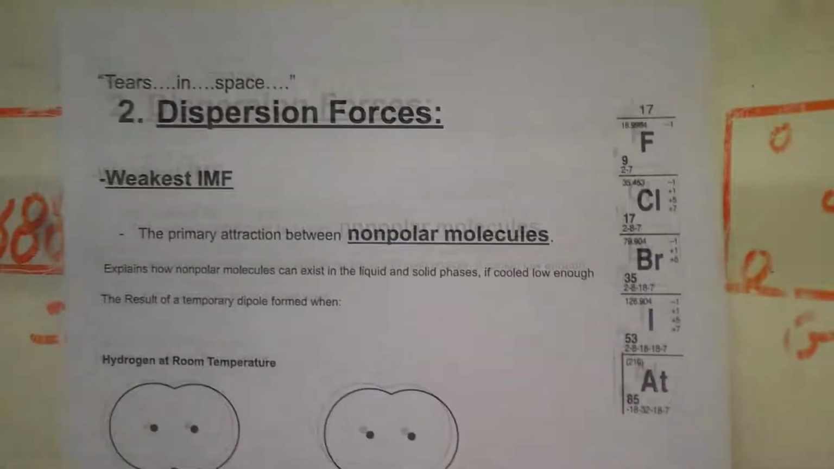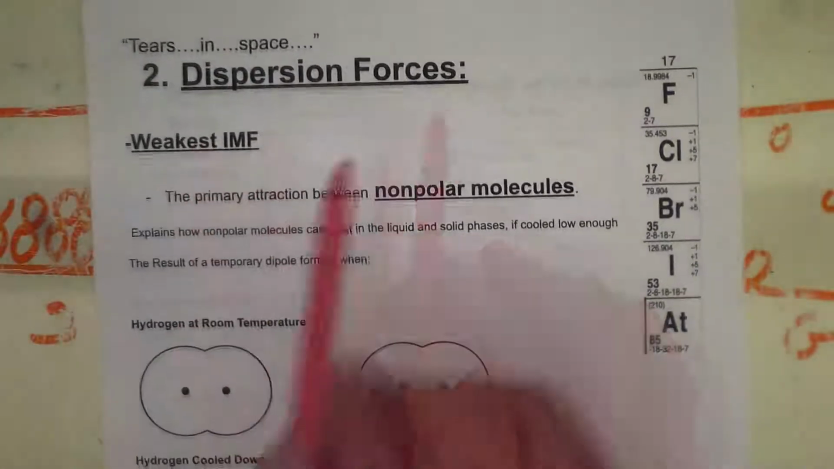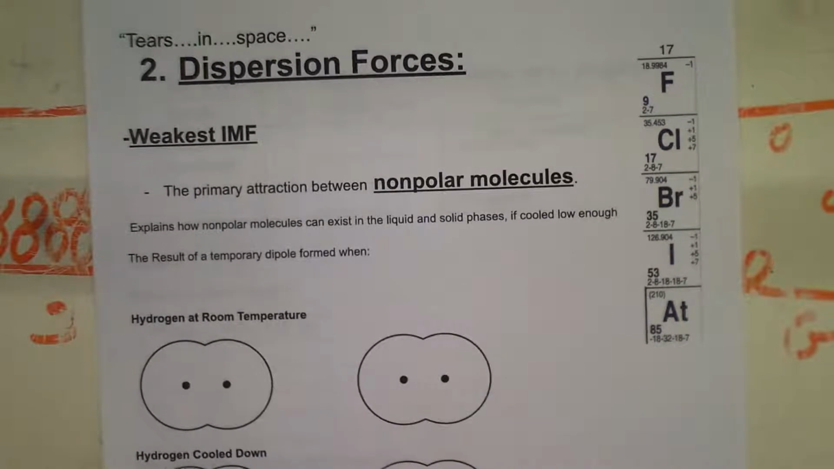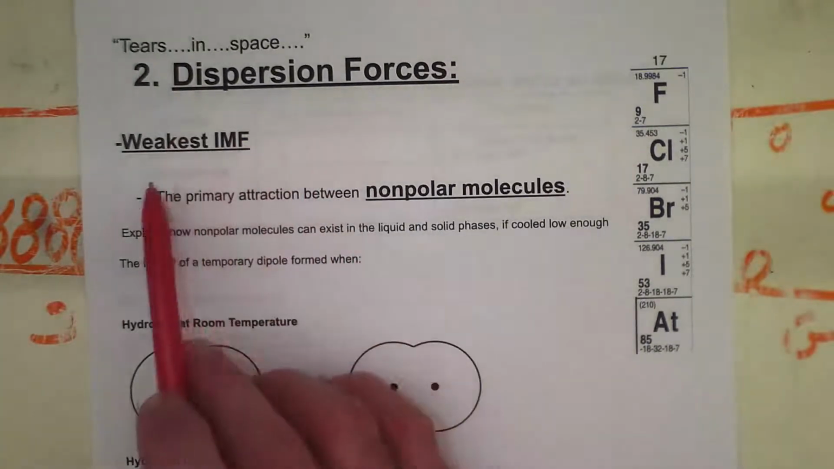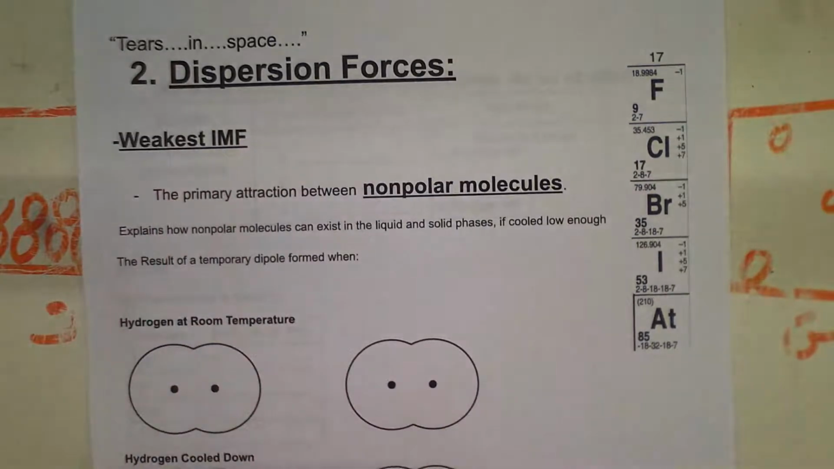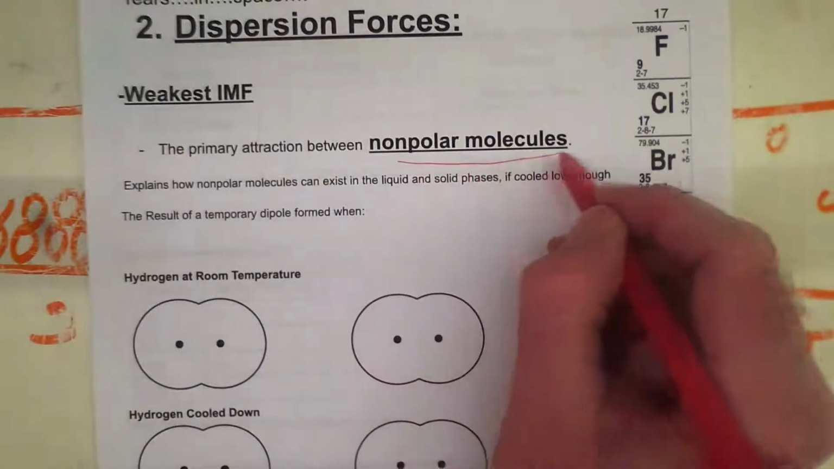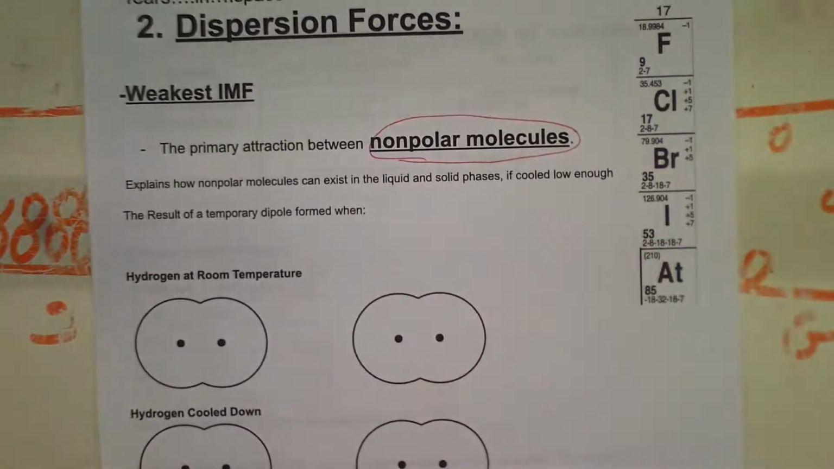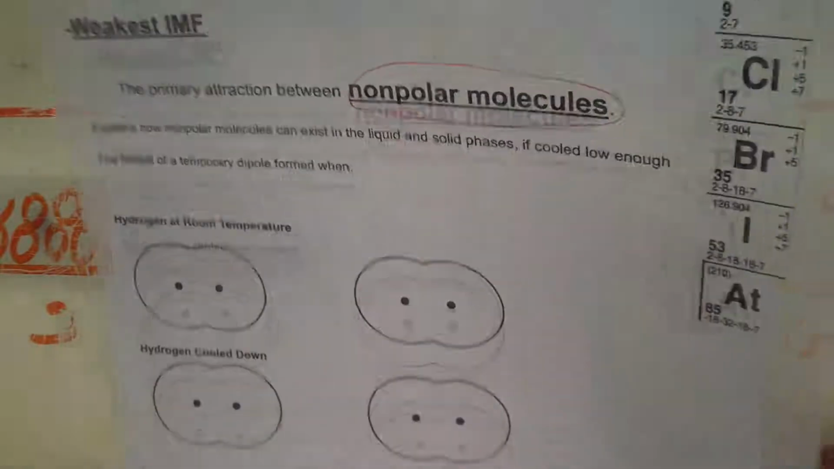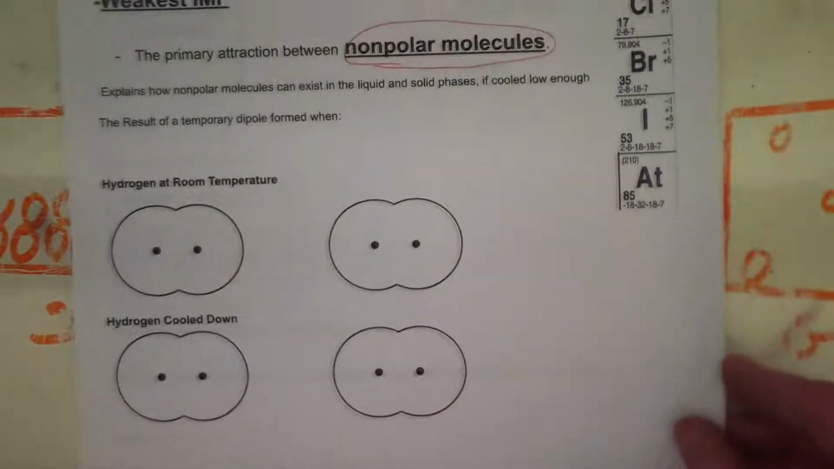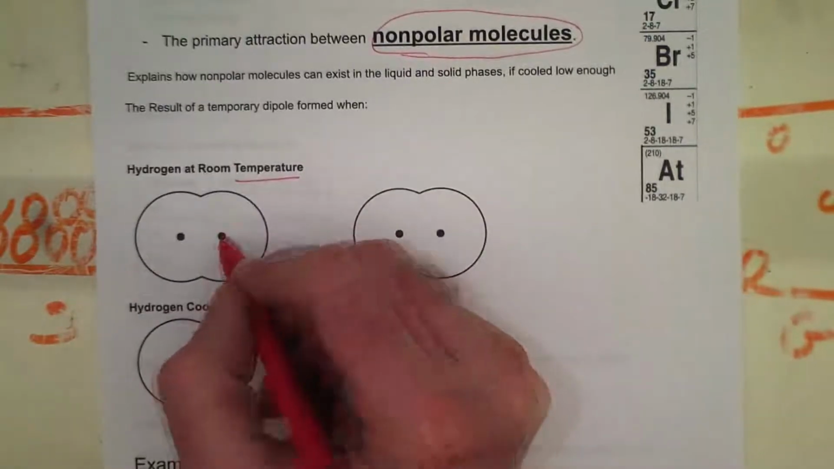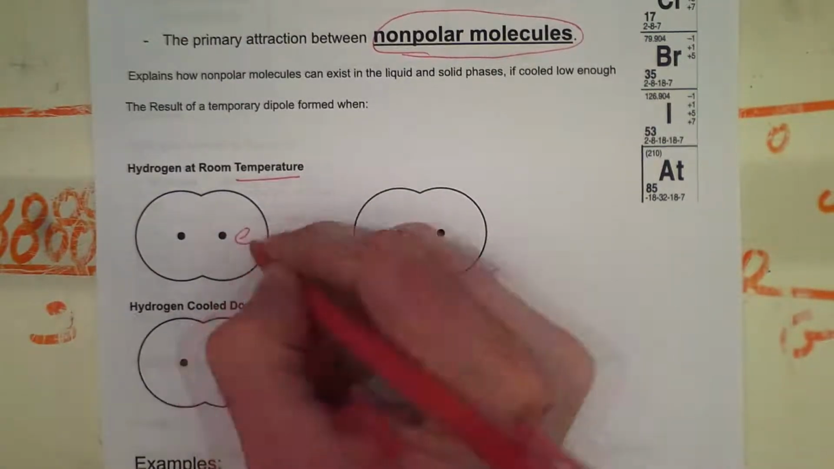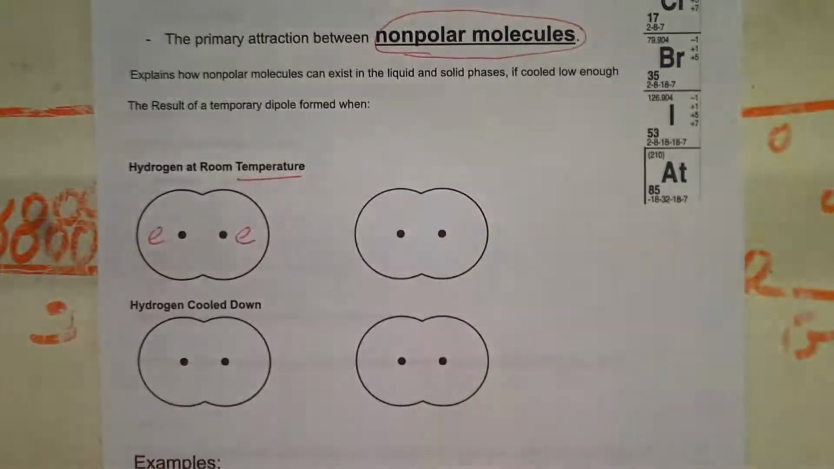All right. I'm going to be honest. You don't need to know anything about dispersion forces, but I'm going to bring them up anyways for 2 minutes. Dispersion forces are the weakest intermolecular force. They exist between nonpolar molecules. Now, how do you have attractive forces between nonpolar molecules? Well, at room temperature, hydrogen molecules will probably have an electron on one side and an electron on the other side.